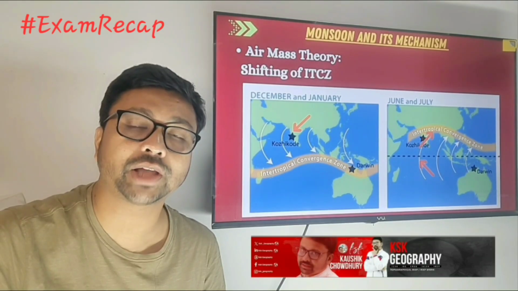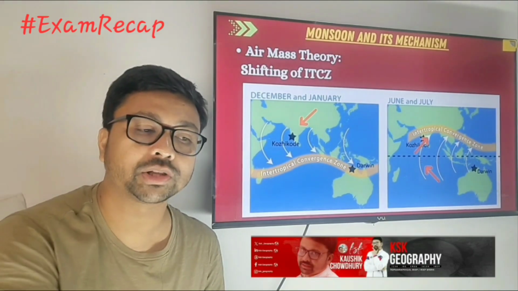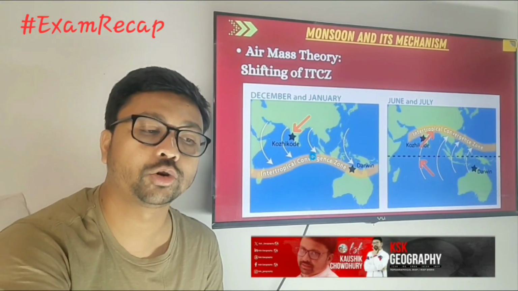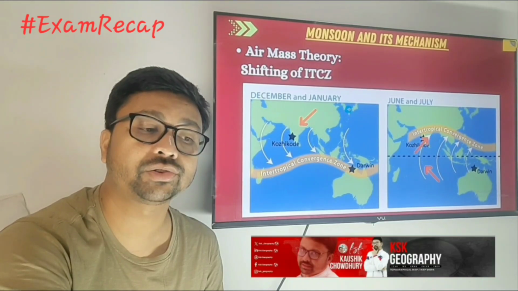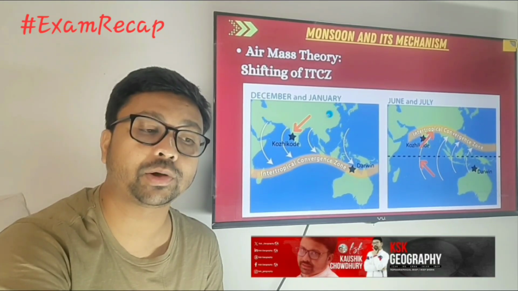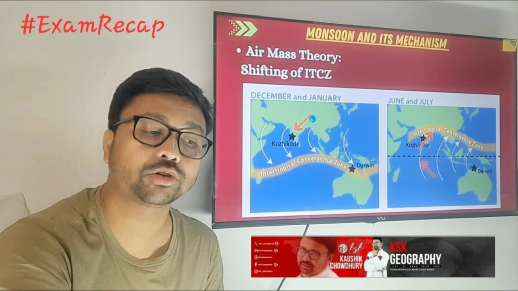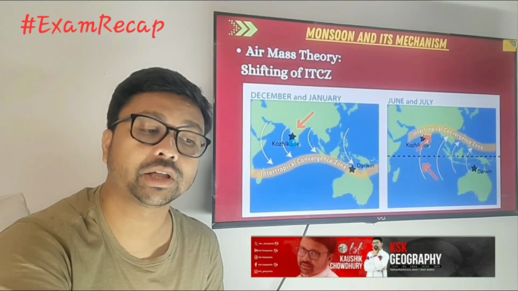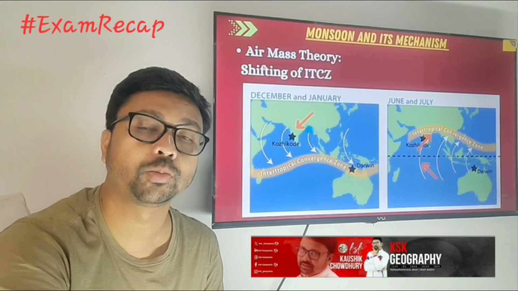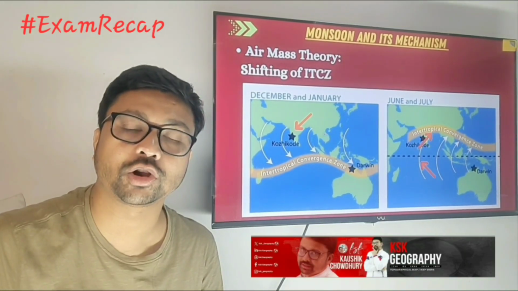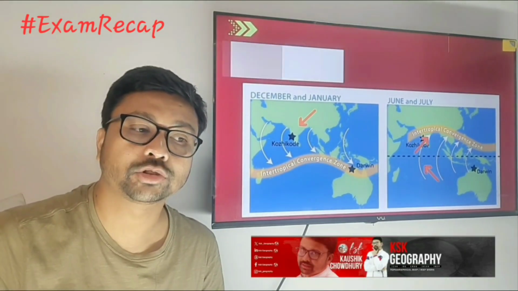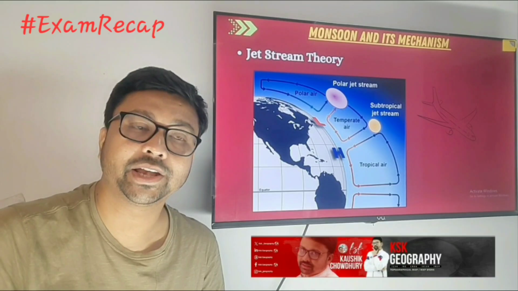But during the winter season, when the ITCZ moves much further toward the southern hemisphere, the northeast trade winds will start coming from this side, from the Tropic of Cancer. As they don't need to change hemisphere, the wind will blow as the northeast monsoon only over India. So that is the shifting of the ITCZ.